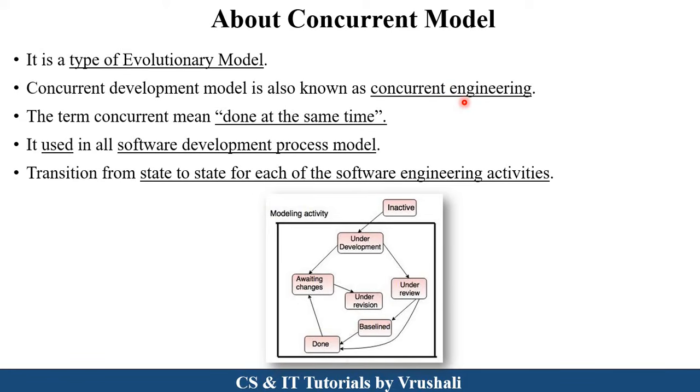The concurrent model is also known as concurrent engineering. And one of the most important things is that the concurrent model is used in all software development process models. For example, we discussed the waterfall model, iterative model, incremental, and then the spiral model. So this concurrent model is used in all of them. See here in this diagram, this is the structure of the concurrent model. Every box represents a state. So basically the concurrent model displays the states of each and every activity. Let's see this diagram in detail.